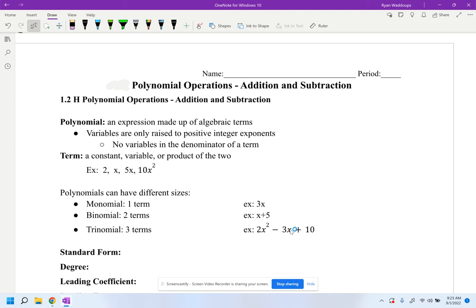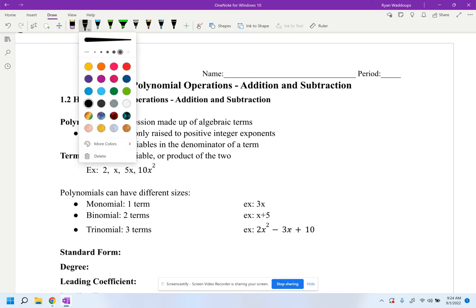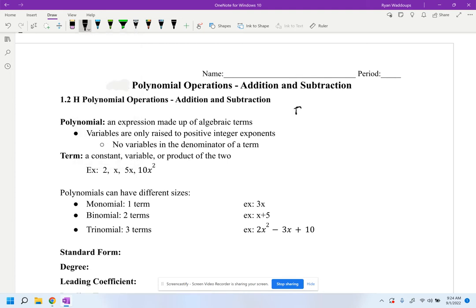A polynomial is an expression made up of algebraic terms. Let me give you a couple examples here. So a polynomial, and not a polynomial. So polynomial, an expression made up of algebraic terms.